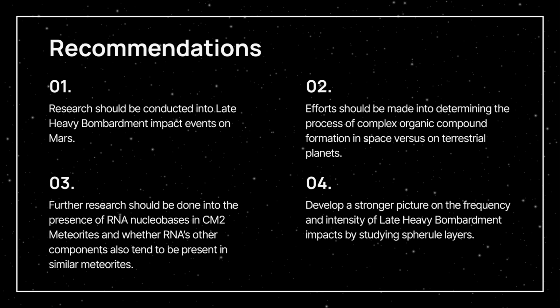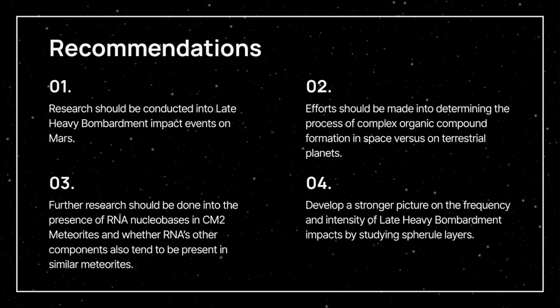Further research should also be done into the presence of RNA nucleobases in CM2 meteorites and whether RNA's other components, ribose and phosphate groups, also tend to be present in similar meteorites. The greater the number of instances of CM2 meteorites with all 3 components of RNA, the more plausible that meteorites played a role in the formation of RNA on Earth and influenced the evolution of life.